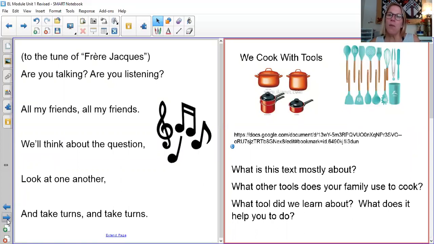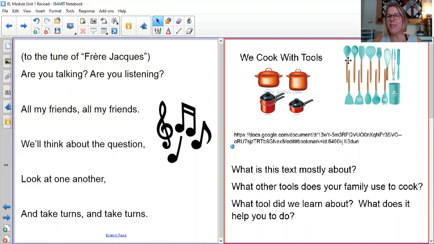So today we're going to look at a book. It's called We Cook with Tools. To kind of remind us of what kind of tools we might cook with, there's some pictures of a pot. There's some pictures of flippers, noodle grabbers, cups, serving spoons, etc.